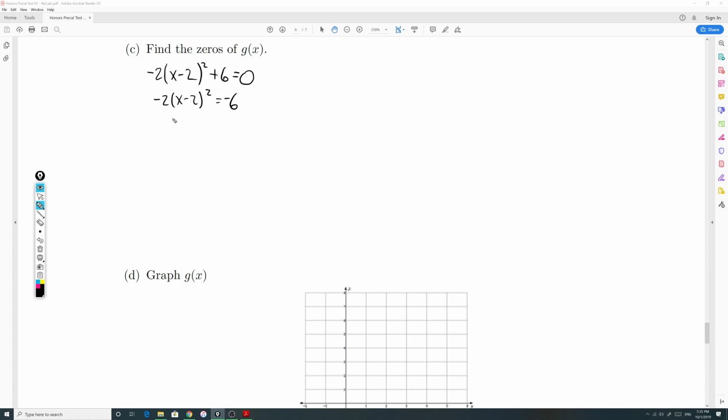Subtract 6 from both sides. Divide by -2 on both sides. Take the square root on both sides. Don't forget the plus and minus. And then you're done. 2 plus or minus the square root of 3. So those are my 2 zeros, which are also x-intercepts. They're irrational numbers. I could approximate them on the graph if I wanted to, but you know, it's fine. So if you need to see that, hit pause, and we'll draw the graph real quick.